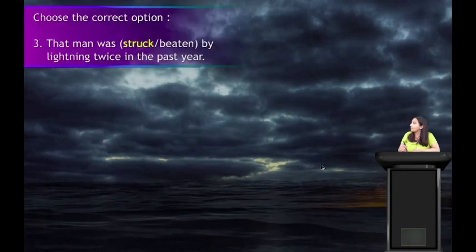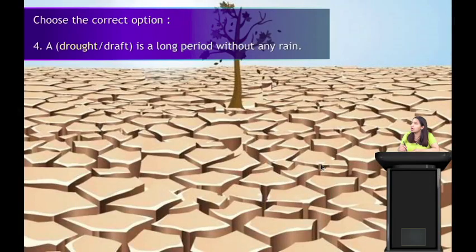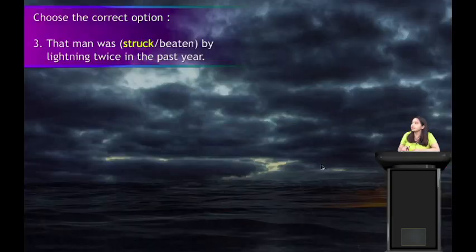Choose the correct option. That man was struck or beaten by lightning twice in the past year. I give you 10 seconds to choose between these two. Which one is correct? Alright students, time up. Here is the answer: struck. That man was struck by lightning twice in the past year.